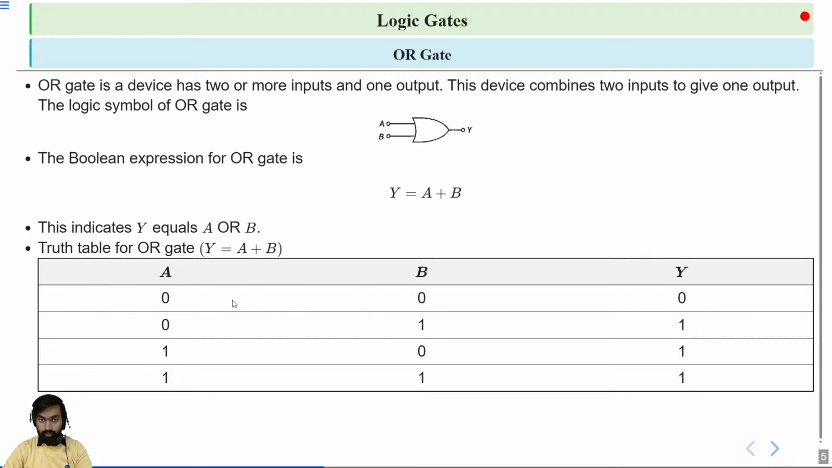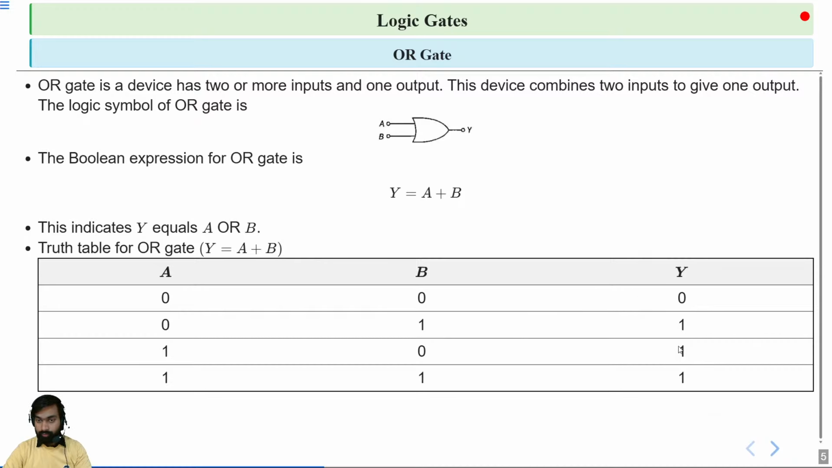combinations: 0 0, 0 1, 1 0 and 1 1. And this is the OR gate, so we can say when both inputs are 0, the output is 0. When A is 0 and B is 0, the output is 0. And when either A or B is 1, or both are 1, the output is 1.